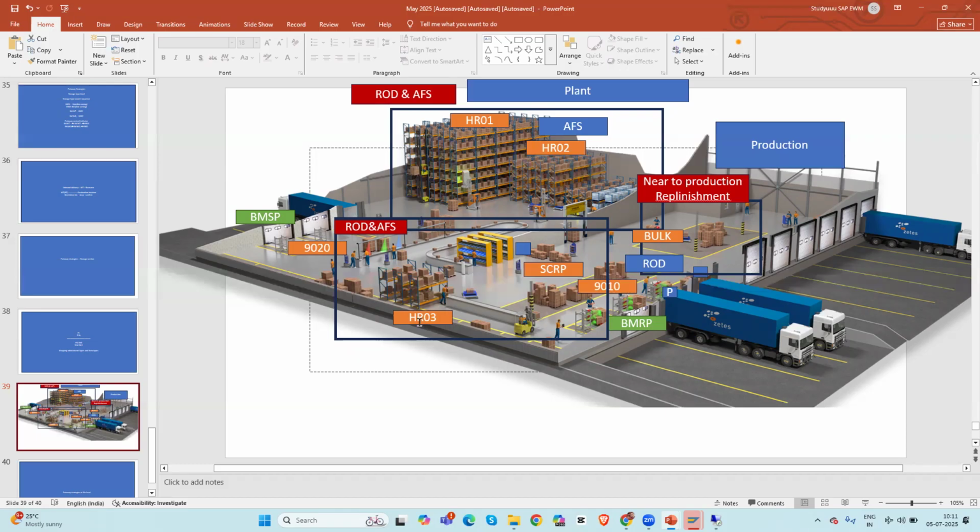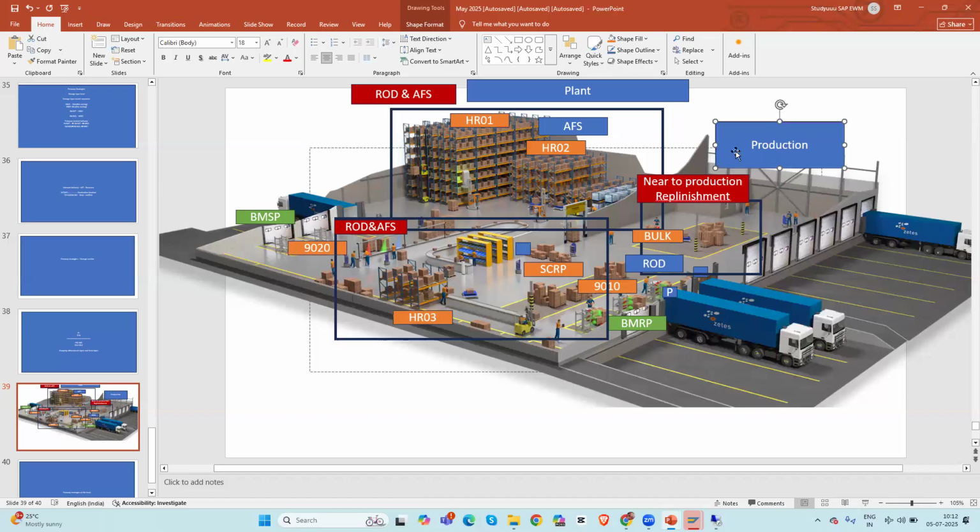HR03. Scrap. Bulk. And goods receiving, goods shipping. Goods receiving area is called 9010. And goods shipping area is called 9020. And you can see 1, 2, 3, 4, 5, 6, and 7. There are 7 storage types we have in the system.